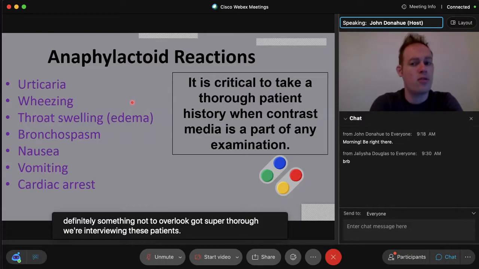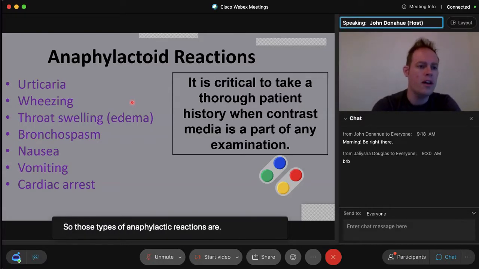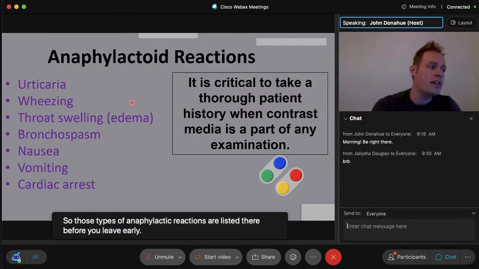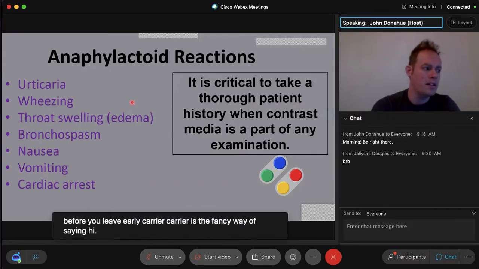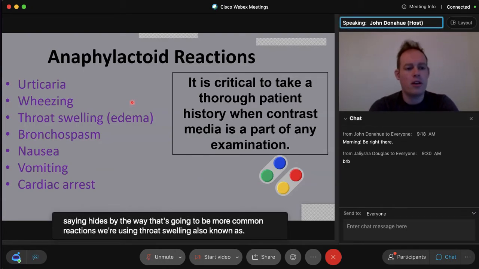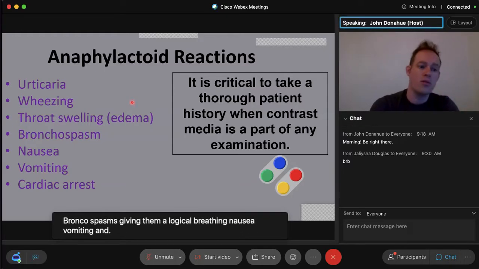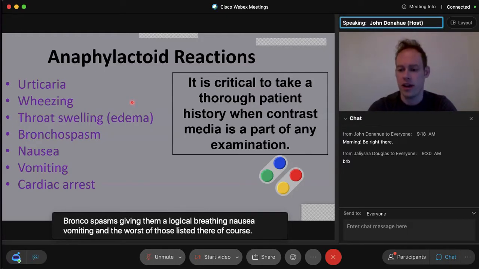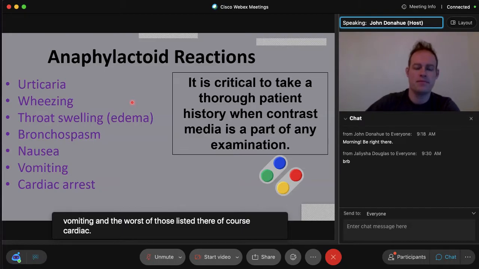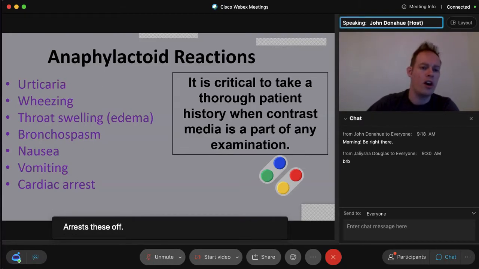So those types of anaphylactoid reactions are listed there before you. This will be urticaria. Urticaria is the fancy way of saying hives, by the way. That's going to be one of the more common reactions. Wheezing, throat swelling, also known as edema. Bronchospasms, giving them a lot of trouble breathing, nausea, vomiting, and the worst of those listed there, of course, cardiac arrests. And these all fall under what we would call anaphylactoid reactions.